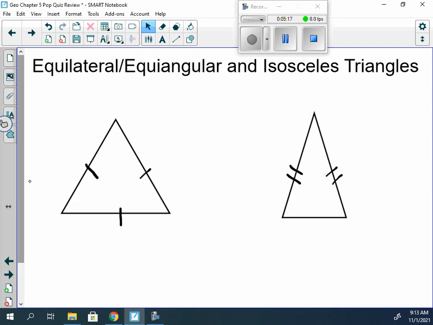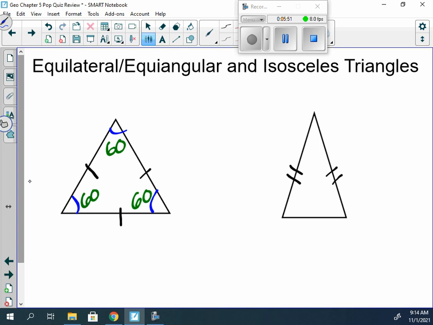Equilateral, equiangular, and isosceles triangles. Well, if a triangle is equilateral, it's also equiangular. And if it's equiangular, it's also equilateral. And we went over one other thing with equiangular. If a triangle is equiangular, what are the three angles? They're congruent, but they are 60 degrees, because the only way that we can cut 180 degrees into three congruent parts is if they're all 60 degrees.